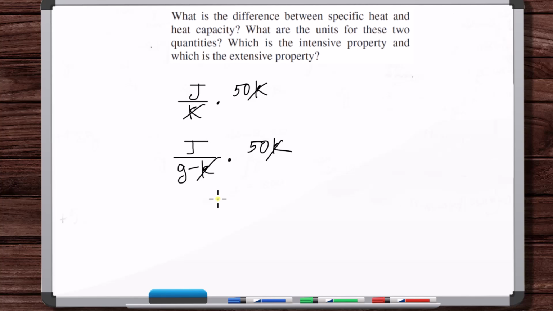The intensive property is the specific heat because it doesn't depend on the amount of the substance, right? That's what intensive property means. And the heat capacity is the extensive property. It does depend on the amount, right? A bathtub of water is going to have a higher heat capacity than a glass of water, so it's an extensive property, but the glass of water and the bathtub of water are going to have the same specific heat. So that's an intensive property. It doesn't depend on the amount.